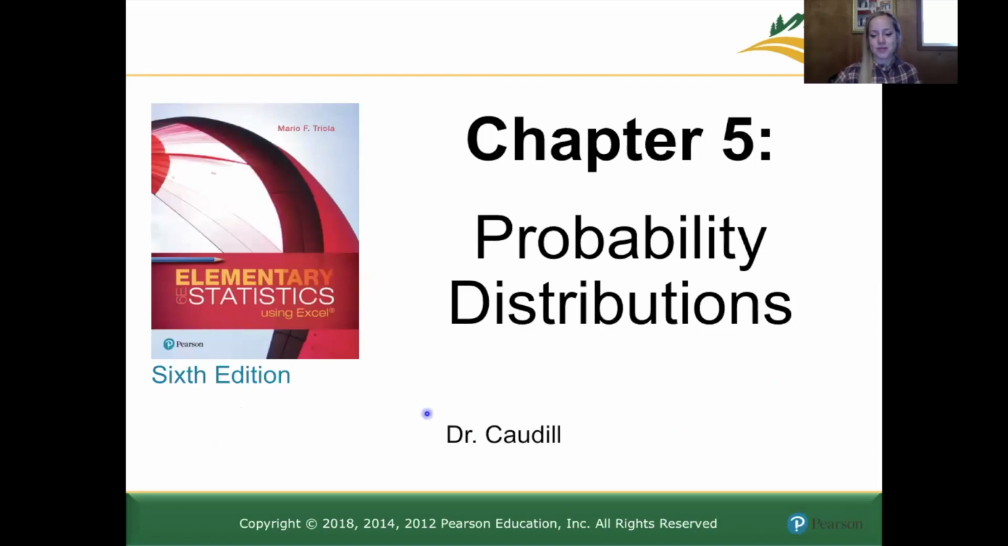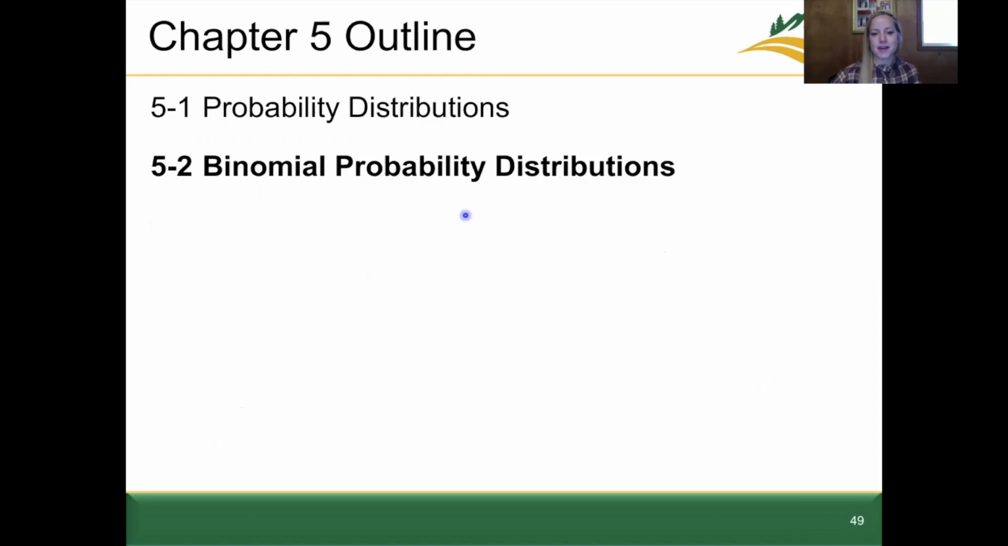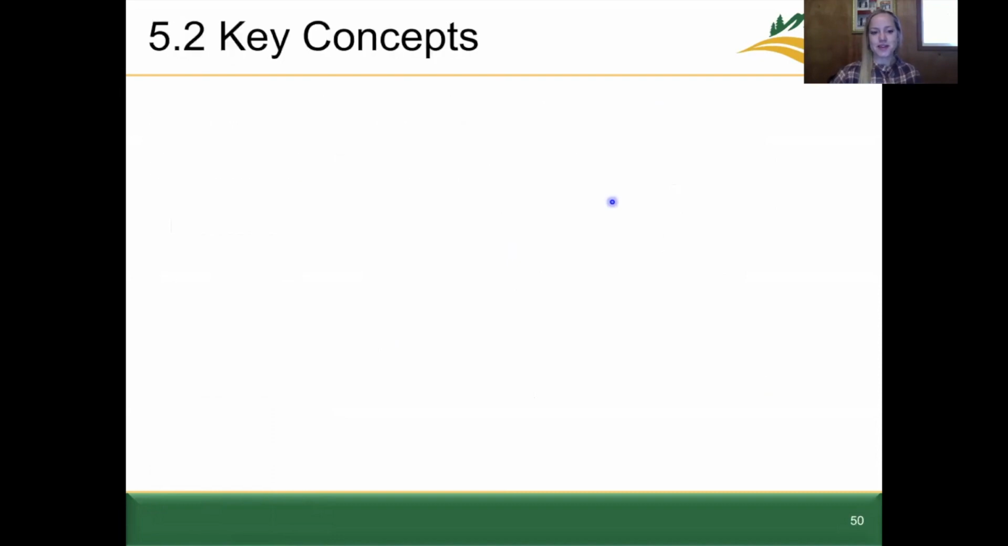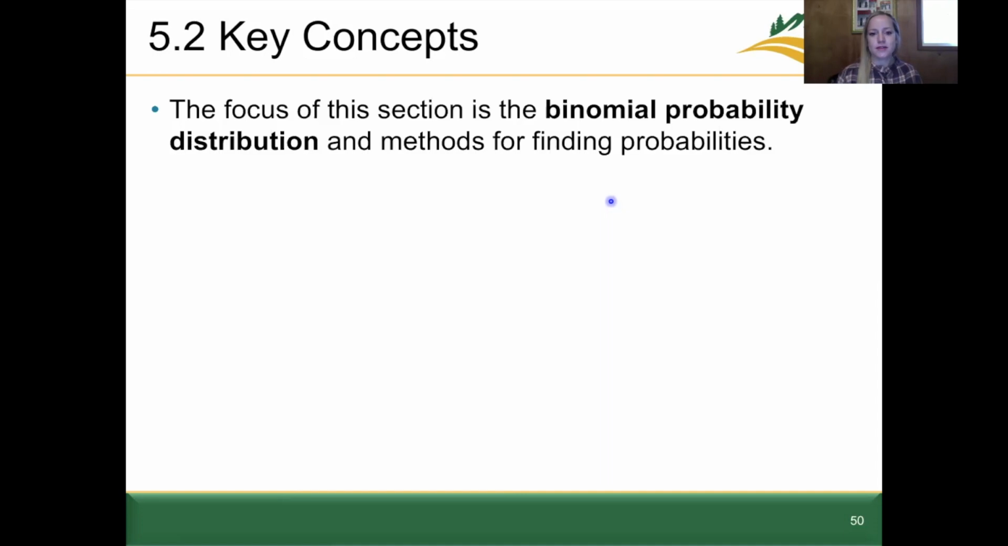We're going to continue on chapter 5 now, so we're still talking about probability distributions. In 5.2, we're going to get into binomial probability distributions. Okay, now, some key concepts in 5.2 when talking about binomial distributions. The focus is on binomial probability distributions, as the name of the section implies, and methods for finding probabilities.